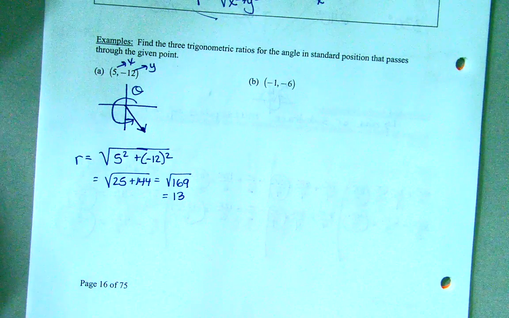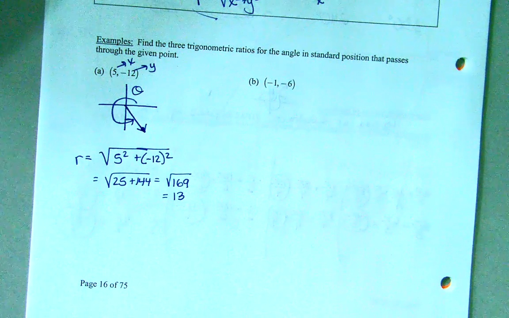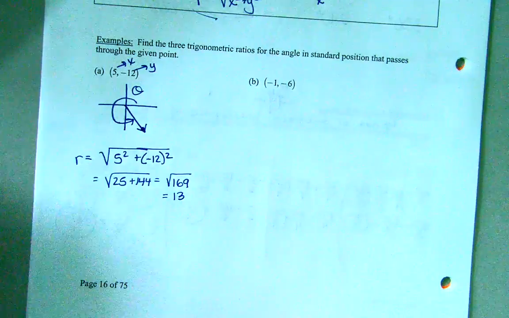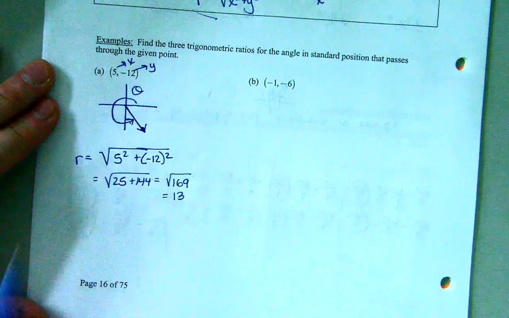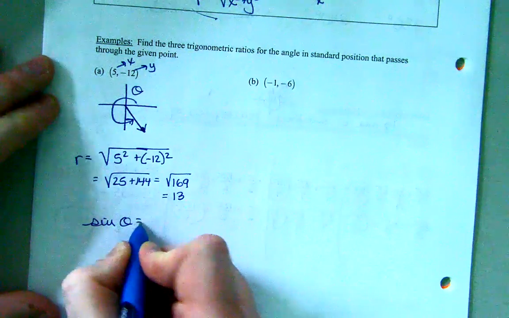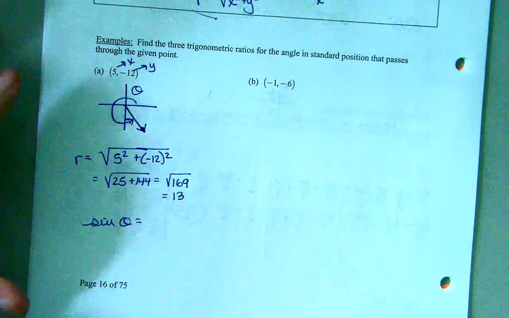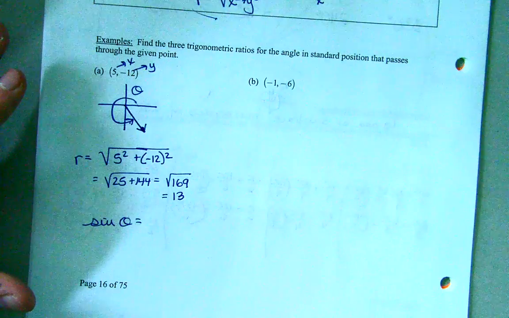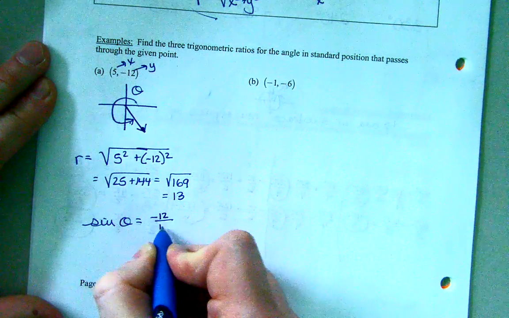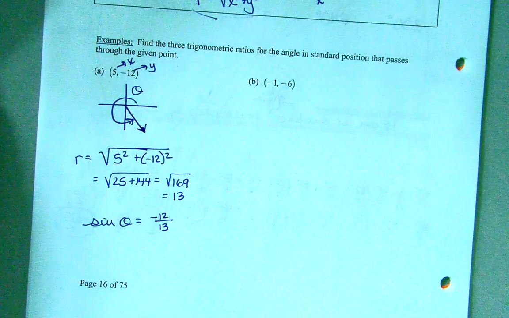Usually we're going to need to use the Pythagorean theorem, so I will need to see that. We have all the information we need now to find the sine, cosine, the tangent of this angle that's bigger than 270 degrees. The sine of theta is defined as the y-coordinate over the radius. Y-coordinate is what? Negative 12. My sine of theta is negative 12 over 13.